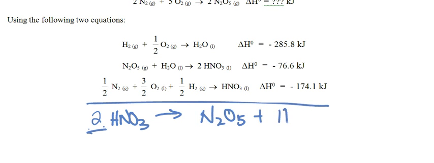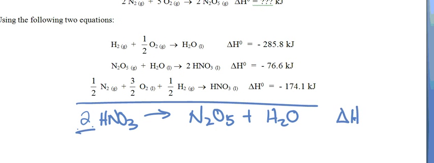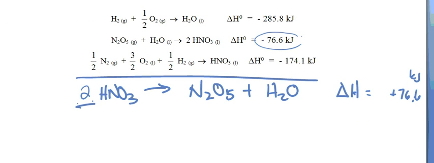N2O5 plus water. Now, my delta H value in this case is a negative 76.6. Well, since I flipped it, it's now a positive 76.6, and that's in kilojoules. All right, so we have our one reaction mechanism taken care of. If you want to cross that out, that's fine. So let's go to the next reaction mechanism.